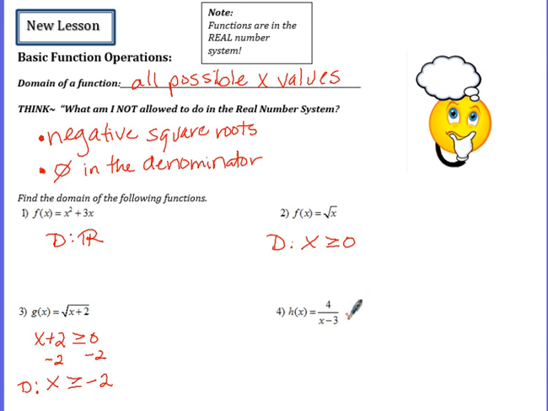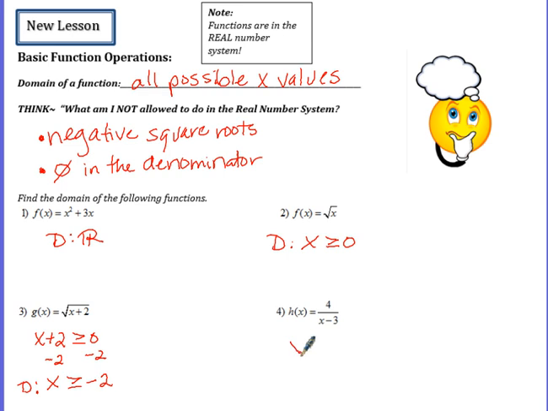Number 4, we don't have any square roots to contend with here, so we can't possibly cause a negative square root with a specific x value. But there is something that we could cause. We could cause a 0 in the denominator. We could be inputting something in here that could cause a 0 in the denominator. So let's make sure that never happens.